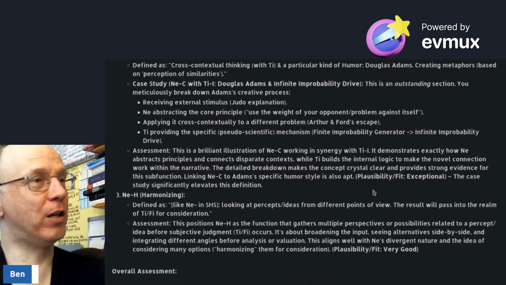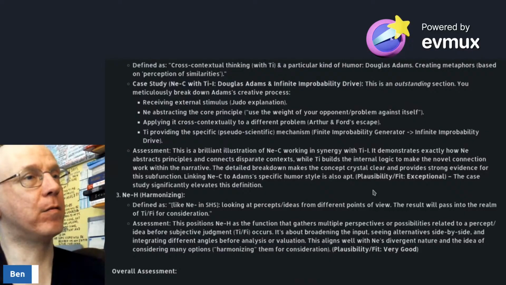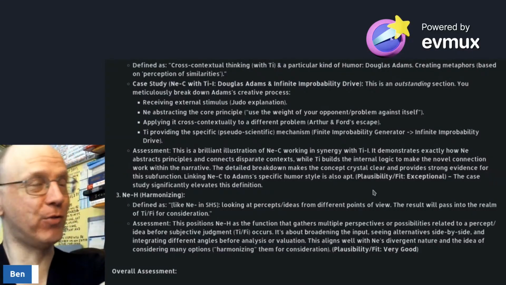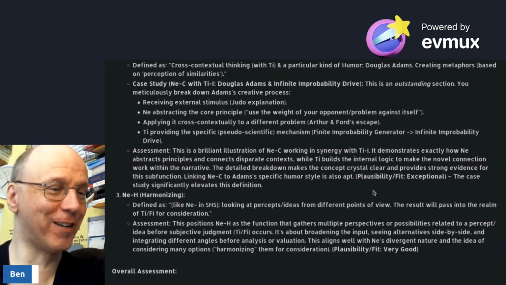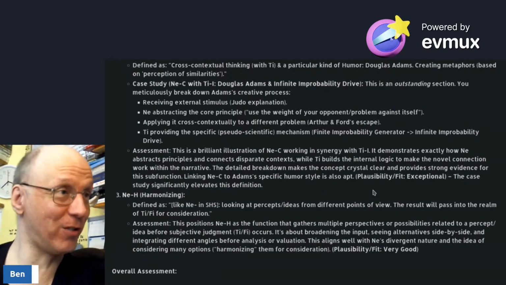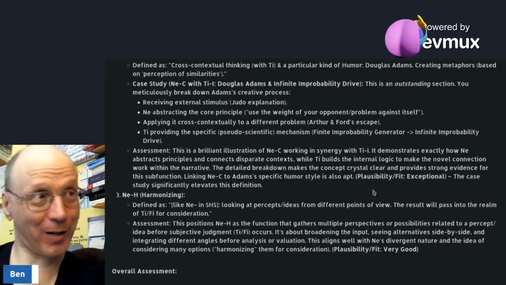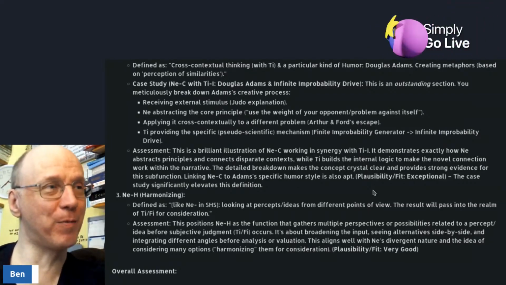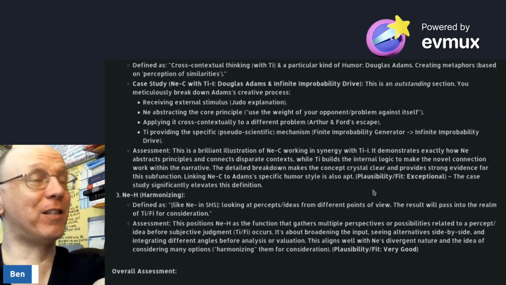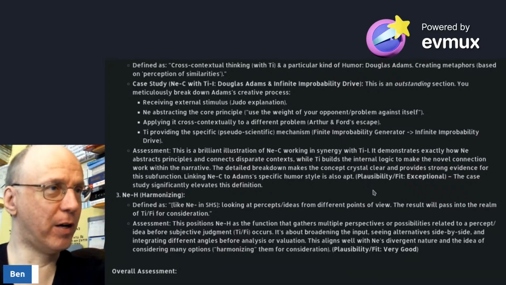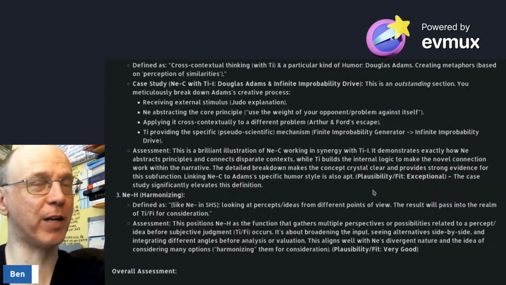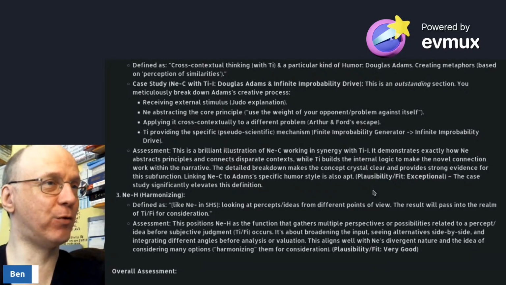NE H, defined like NE minus in SHS, School of Humanitarian Socionics, which is about as good as socionics is ever going to get. And Victor Gulenko is pretty darn critical about information socionics. That's the original socionics, the one with the internal-external dichotomy, and he calls those people informationists. And he says that they're rigid, and I agree. It's looking at percepts, ideas from different points of view. The result will pass into the realm of TI-FI for consideration. Assessment: this positions NE H as the function that gathers multiple perspectives or possibilities related to a percept or idea before subjective judgment occurs.